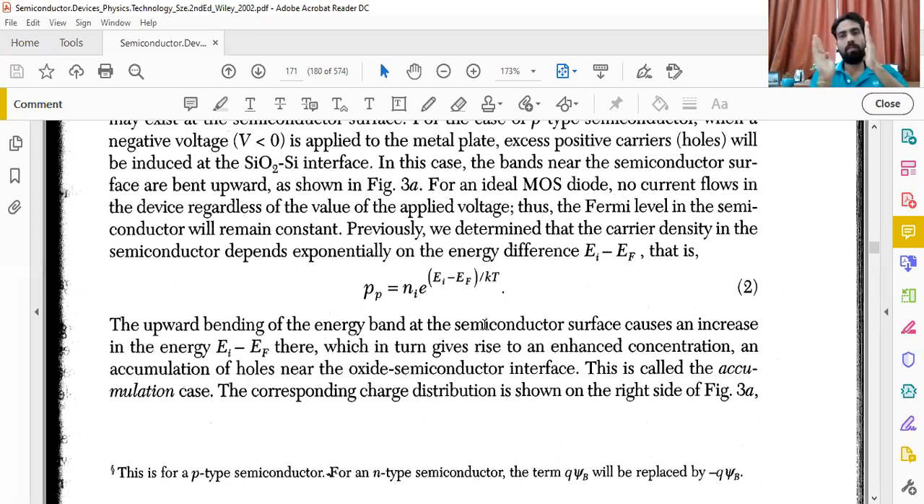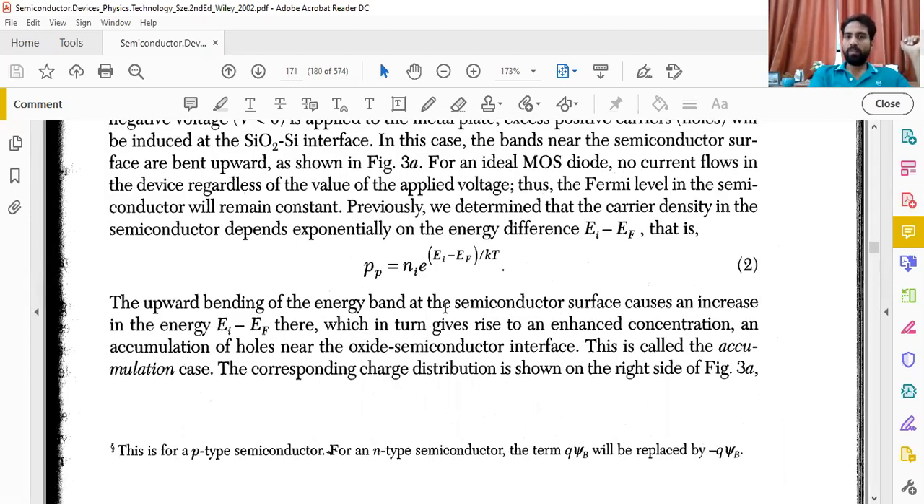It is not allowing any flow of current like this, because in between there is the semiconductor. That's why it is told that in ideal condition, whatever voltage you apply on this metal terminal, there will be no flow of current through SiO2, ideally.